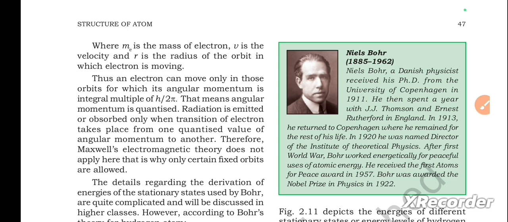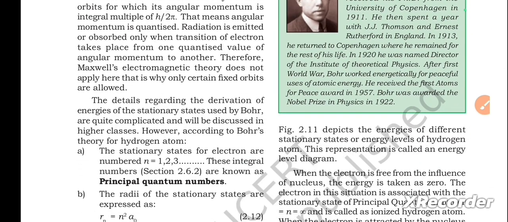Radiation is emitted or absorbed only when a transition of an electron takes place from one quantized value of angular momentum to another. Therefore, Maxwell's electromagnetic theory does not apply here. That is why only certain fixed orbits are allowed.